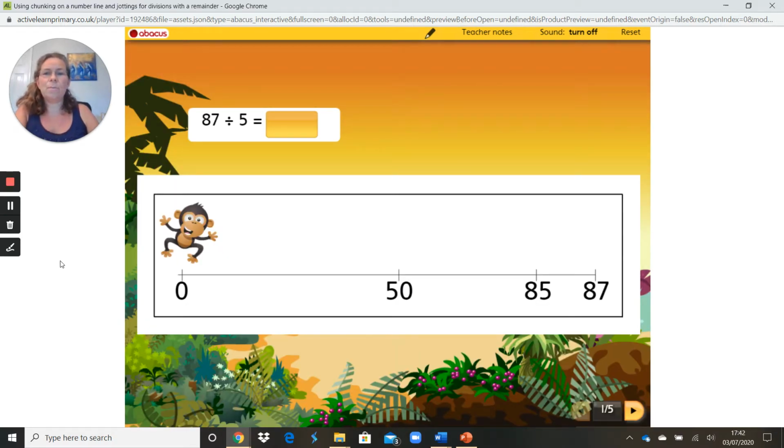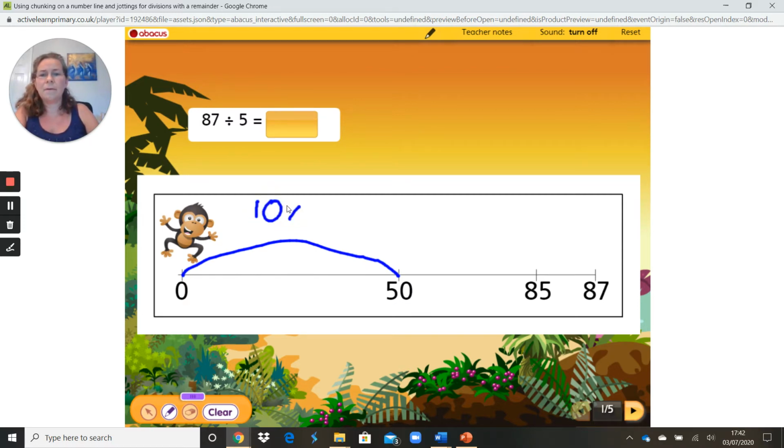Now let's look at this example with Chunky Chimp. We want to do 87 bananas divided by 5, because they're put in bunches of 5, and to find out how many bunches that makes and how many are left over. First of all, Chunky Chimp needs to go from 0 to 50, his first chunk. How many 5s make 50? That's right, 10 times 5 is 50. How many have we got left then? We've got 37 left.